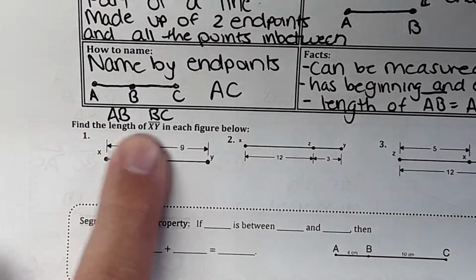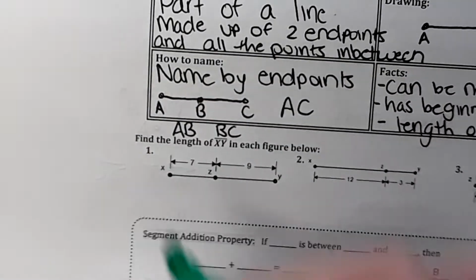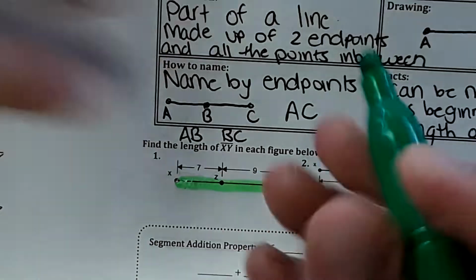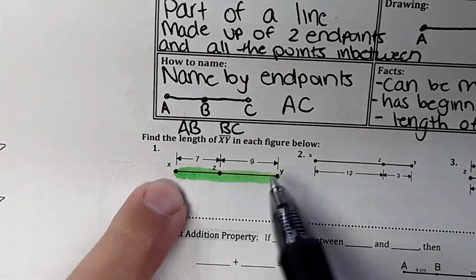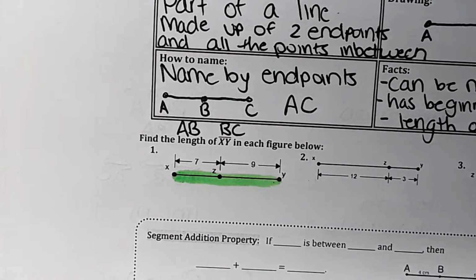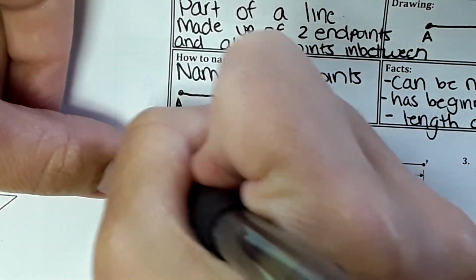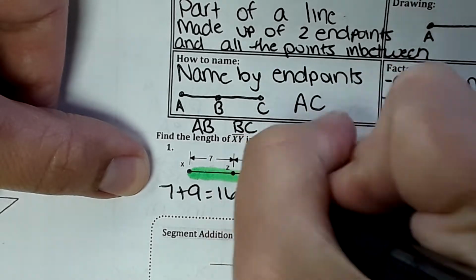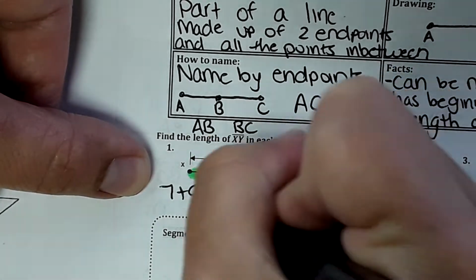It says to find the length of XY. So length of XY, just looking at this segment here, XY is the entire segment. So we have endpoint X and Y. To find the length of that entire thing, we just add 7 plus 9. So 7 plus 9 equals 16. So the length of XY equals 16. And that's our answer.